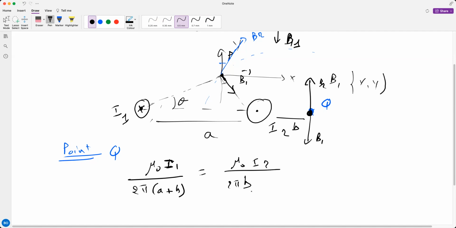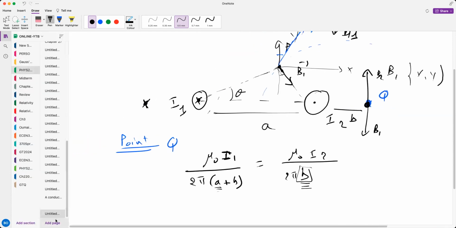And then you calculate, I mean, you know A, it will be given. So you will calculate the distance B, and you will be able to find the point at which the total magnetic field is 0. Same thing here. You can also find another point, depending on the strength of the electric currents I1 and I2. Okay.